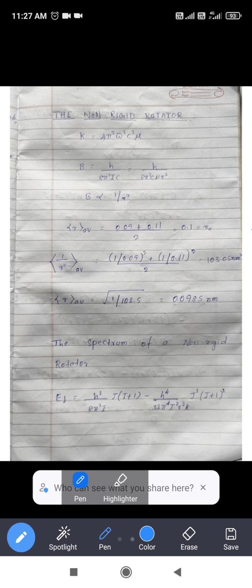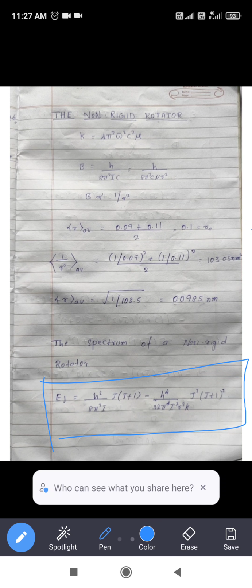So the Schrödinger wave equation may be set up for a non-rigid molecule. The Schrödinger wave equation is set up for non-rigid rotator like HF molecule, and the rotational energy levels are found to be, you can see this is the rotational energy of a non-rigid rotator. There is an extra term occurs, h power 4 divided by 32 pi power 4 I square r square k, j square into j plus 1 whole square.